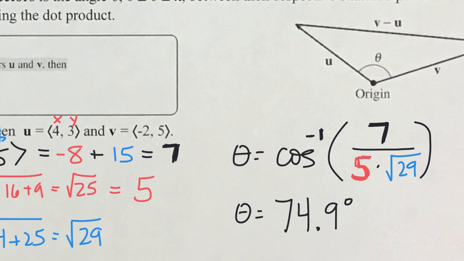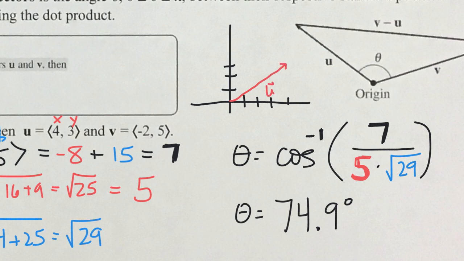Okay, so let's take a second and talk about what that looks like geometrically, aka on a graph. So we have our u vector, which is 4, 3, so 4 right and 3 up. So here's your u vector. And then we have our v, which is 2 left and 5 up. All right, so these are our two vectors that we are finding the angle between. So when we find our theta, we're finding this, the angle between these two vectors.